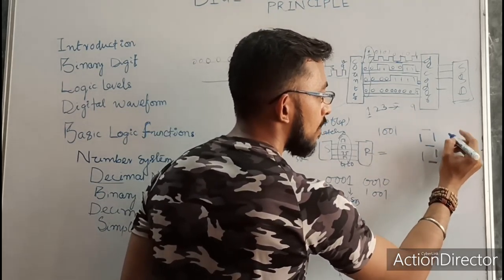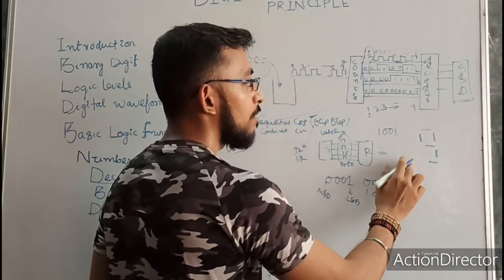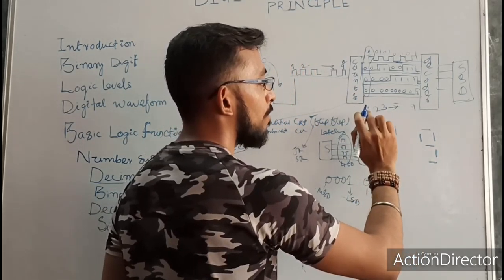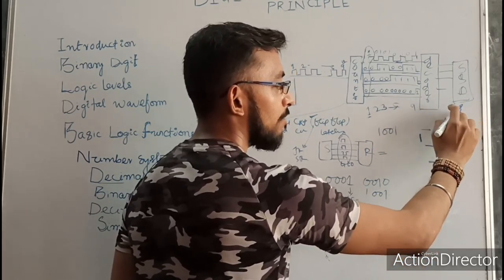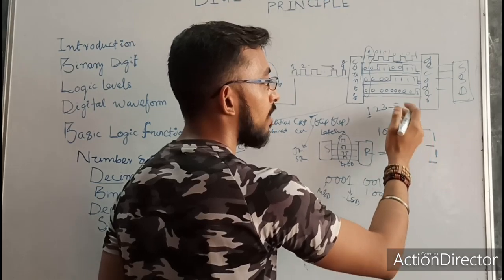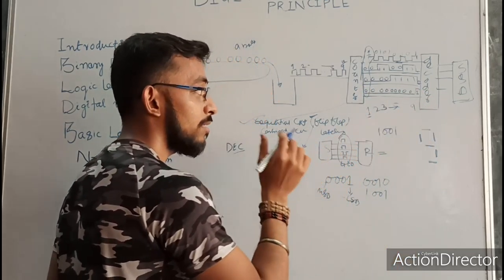And for 9, it will glow all lights except this one. Similarly, for each and every number from 1 to 9, my 7-segment display will glow accordingly to the inputs given to the decoder. And this is how my binary numbers are counted.